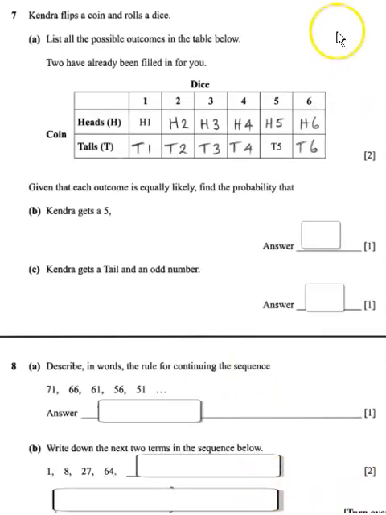So question 7, it says Kendra flips a coin and rolls a dice. List all the possible outcomes in the table below. 2 have already been filled in for you. So these are the 2. You have this one, H1, and T for tail and 5 was filled in, and I've filled in the rest of it there. So you can have heads and 2, heads and 3, heads and 4, and we continue with tails and 1, tails and 2, etc.